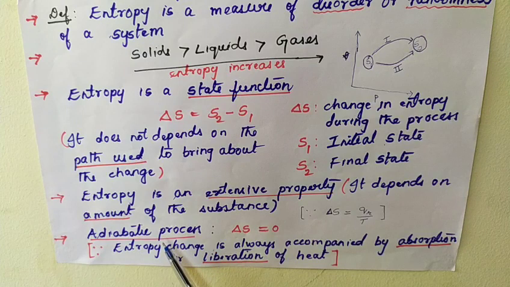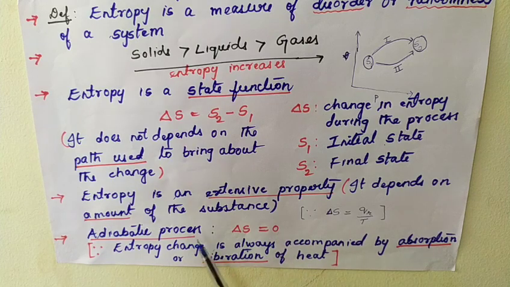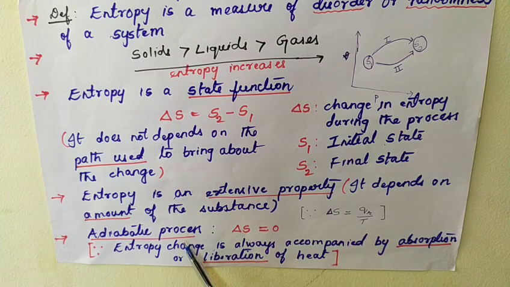Then the next point is, in an adiabatic process, delta S, the change in entropy, is equal to 0. We know what an adiabatic process is. It is a process in which there is no exchange of heat between the system and the surrounding. Such a process is known as an adiabatic process.